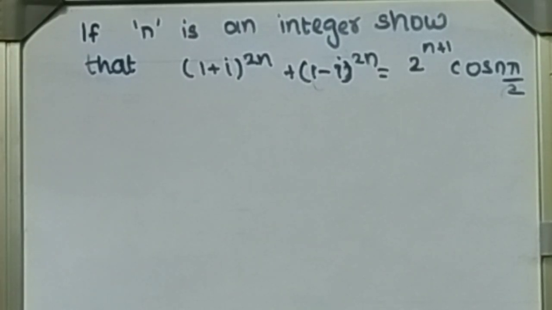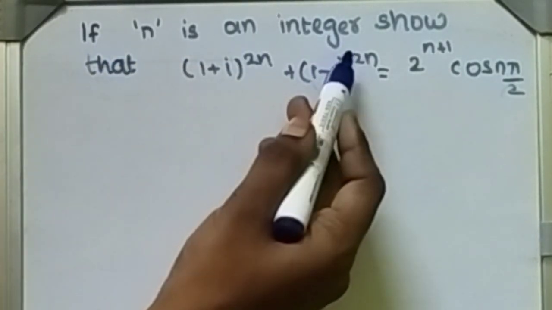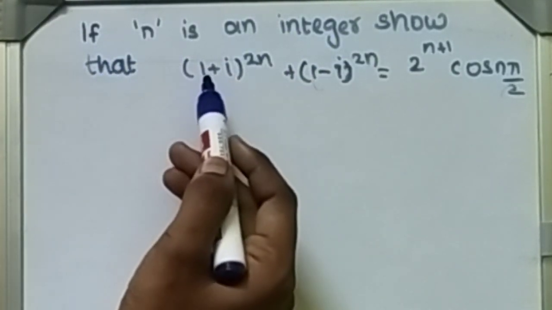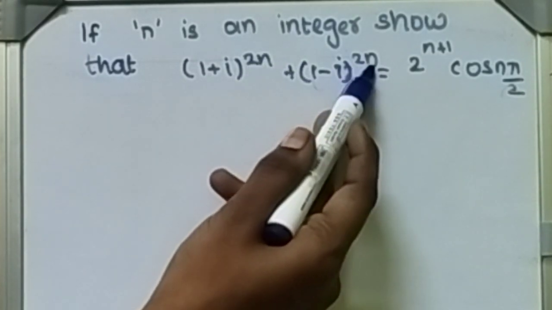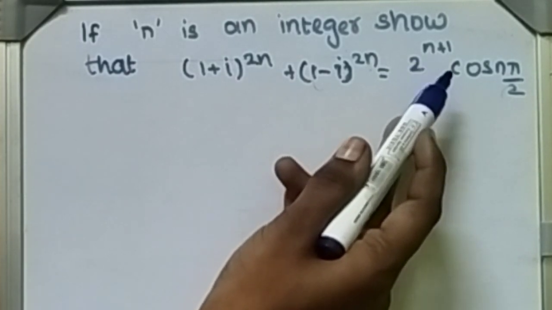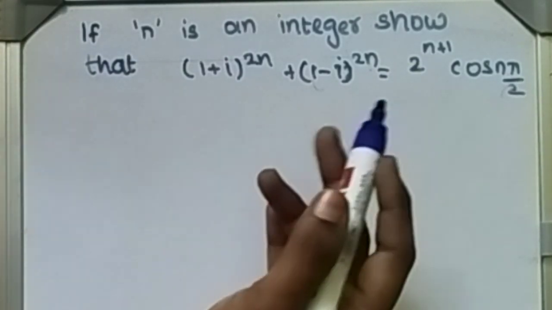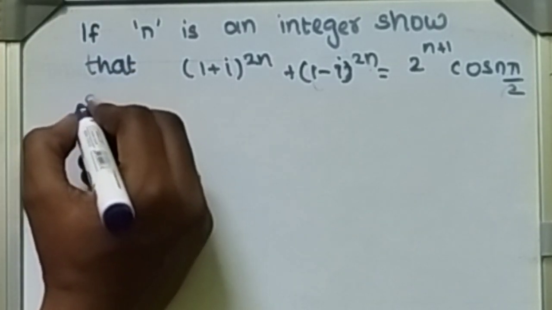Hello everyone. Today we are going to solve the 7 mark sums in De Moivre's theorem unit number 2. So what is the sum we have to solve now? If n is an integer, show that (1+i)^(2n) + (1-i)^(2n) = 2^(n+1) cos(nπ/2). Shall we start this? Yes. Solution.